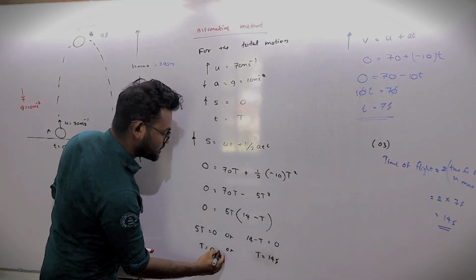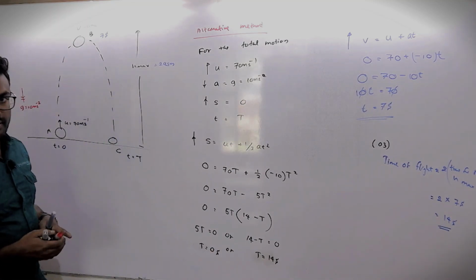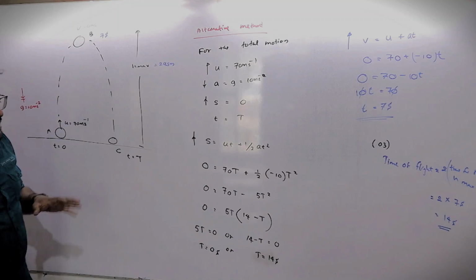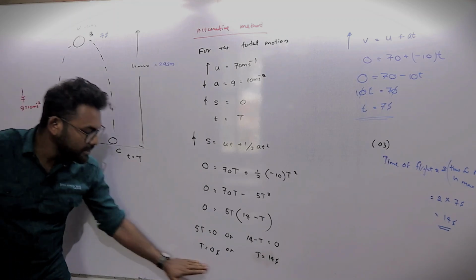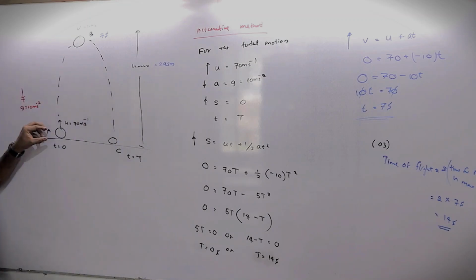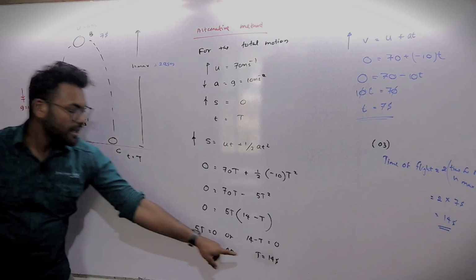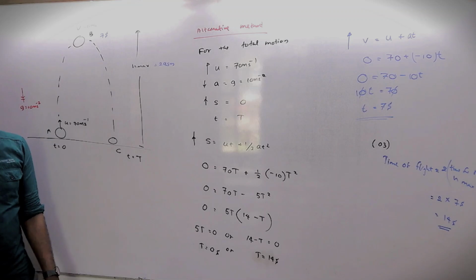Now tell me, if both solutions are valid or not? What is the condition we have taken? To be displacement 0. When time equals 0, at this moment, displacement is 0. Right? Again the displacement becomes 0 at t equals 14. And this is going to be the time of flight.